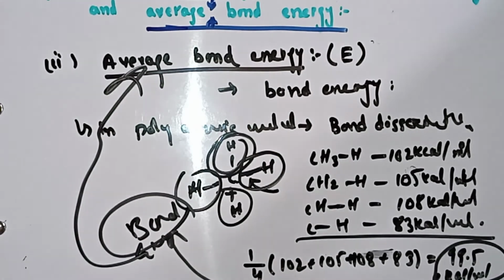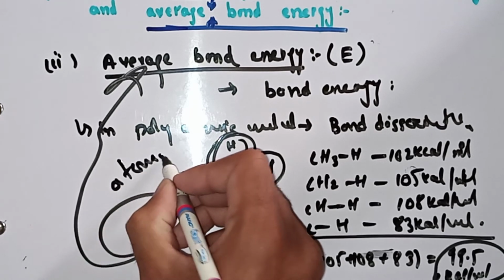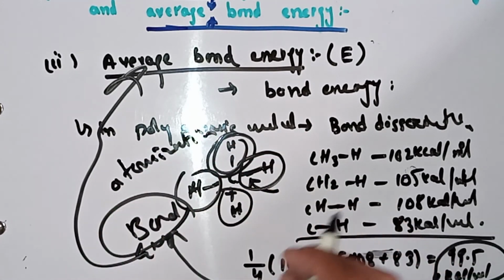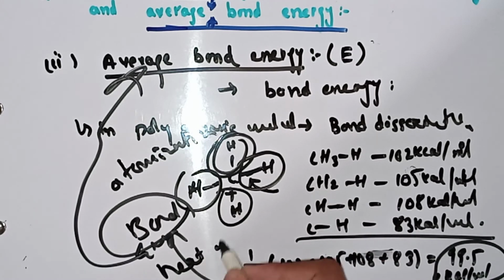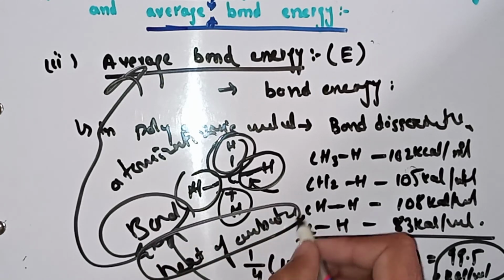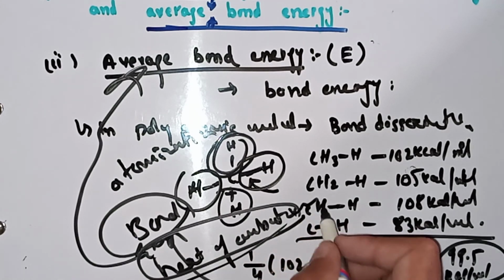This energy is called bond energy. Bond energy may be measured from the heat of atomization, but the more usual practice is to calculate the average bond energy from the heat of combustion. Mostly it is from the heat of combustion. Is it clear?